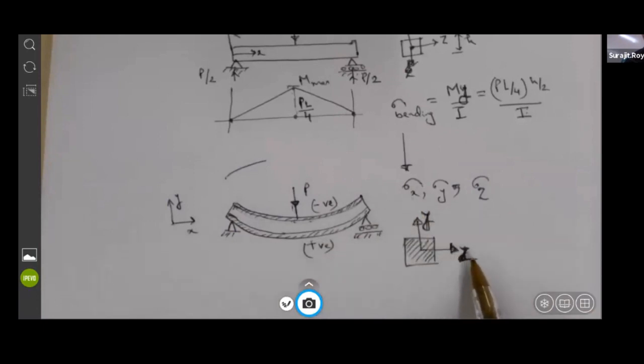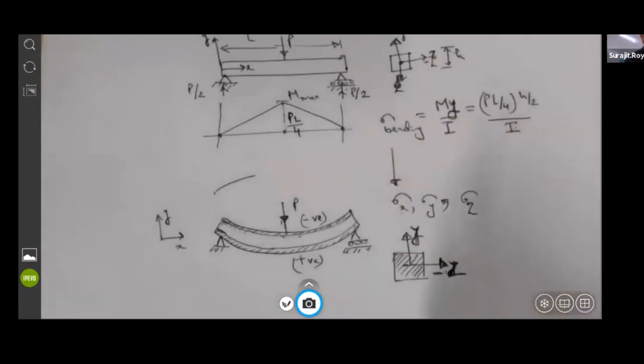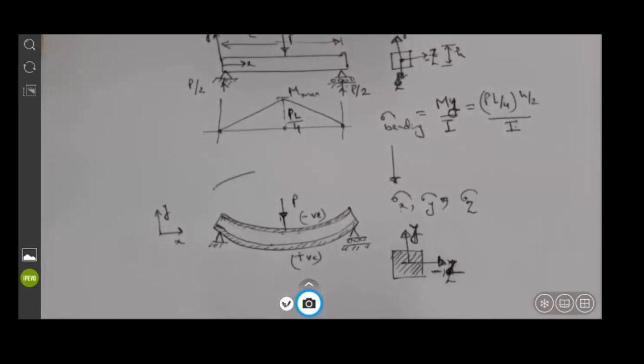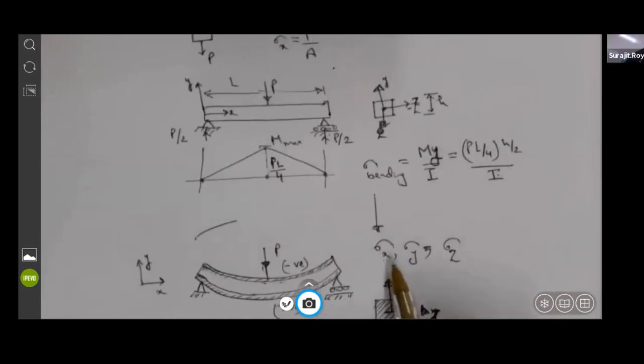And I have not made the correct representation for Z, because Z would actually be in the opposite direction, because X and Y will cause a Z outside the plane. So that means this is a negative Z direction, not a positive Z direction. Is everybody with me so far? Yeah.